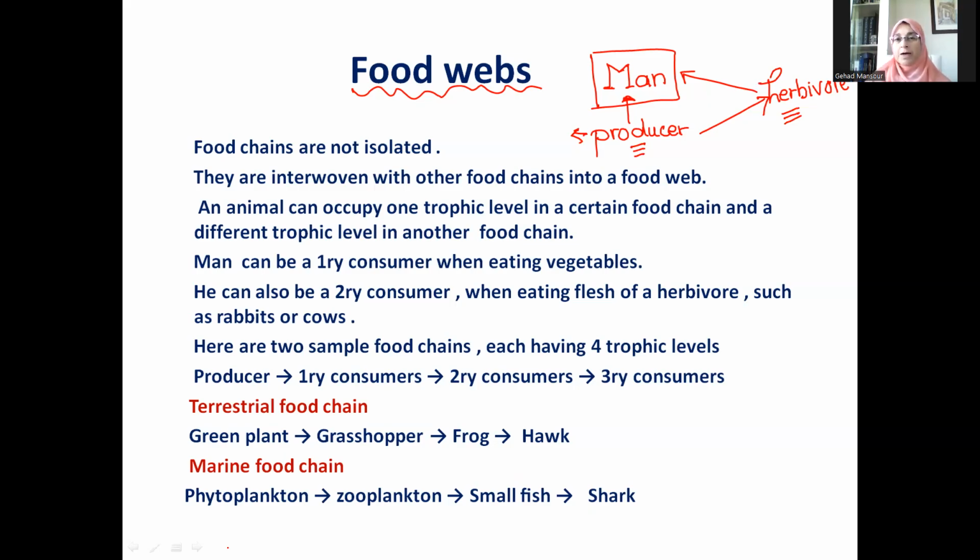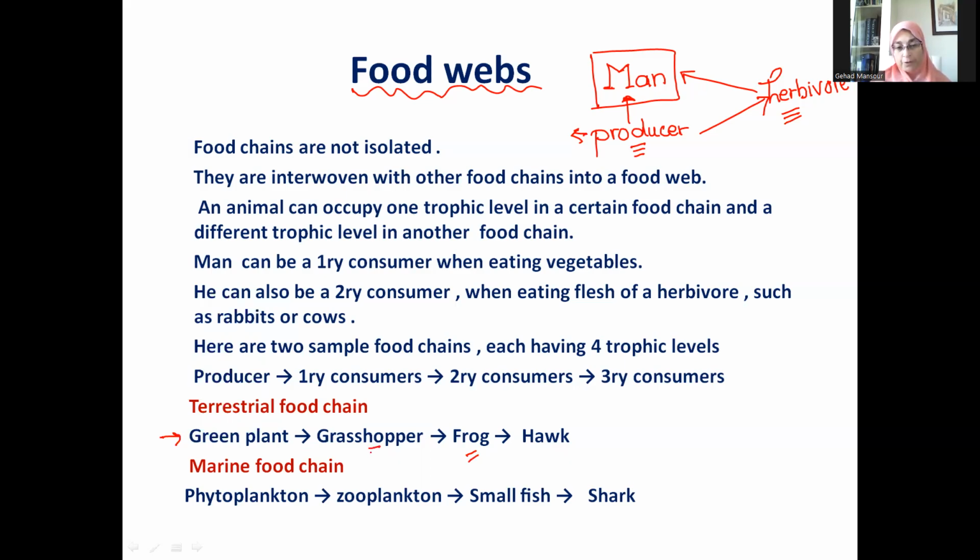You know, of course, that we have different types of food chains. We have terrestrial food chains and we have marine food chains. An example of a terrestrial food chain, where all the organisms live on land, is a green plant, for example, being considered the first trophic level, or the producer, which can be eaten by a grasshopper, and then the grasshopper can be consumed by a frog, and then the frog by a hawk.